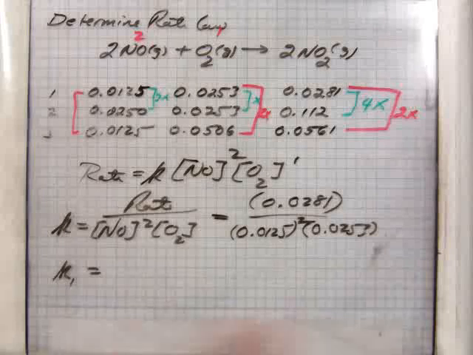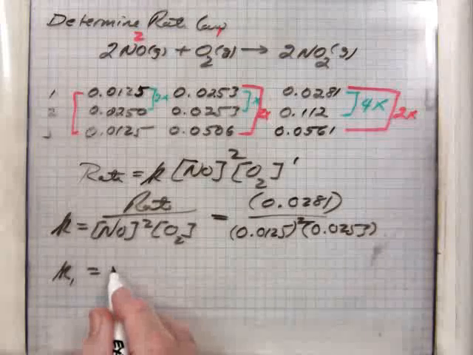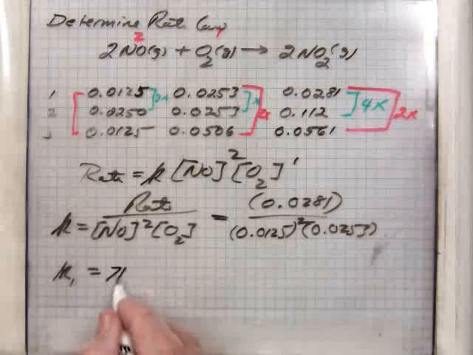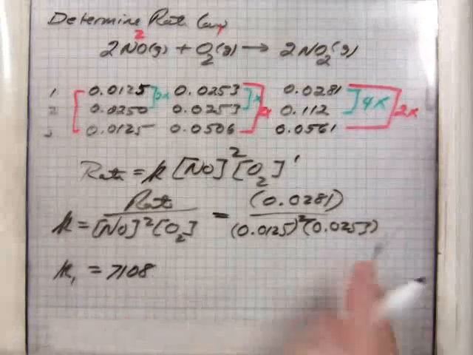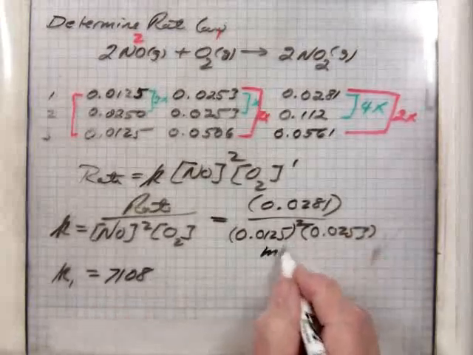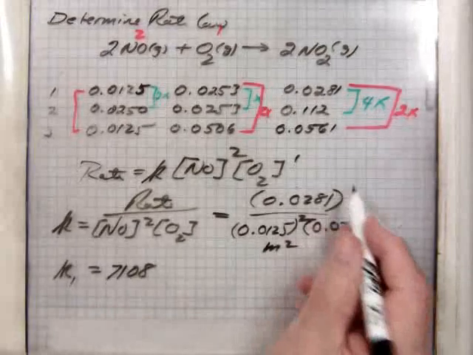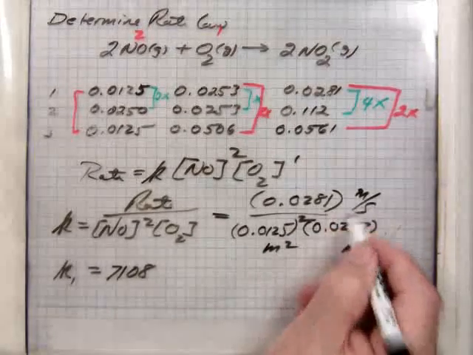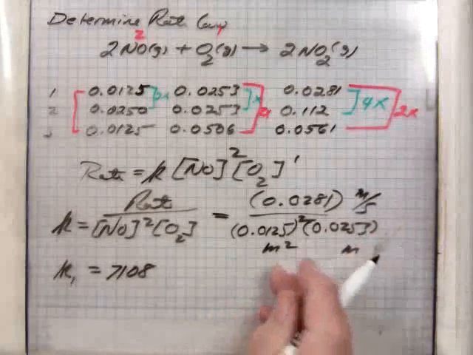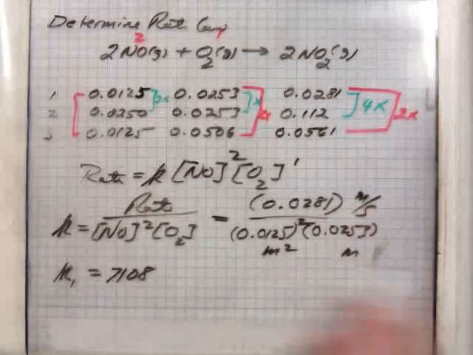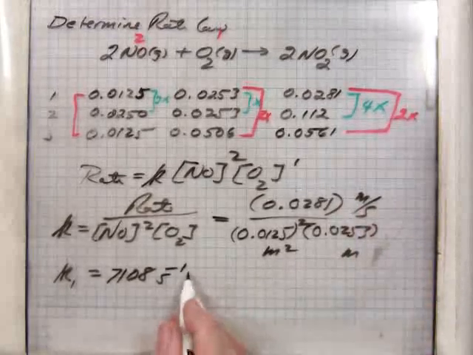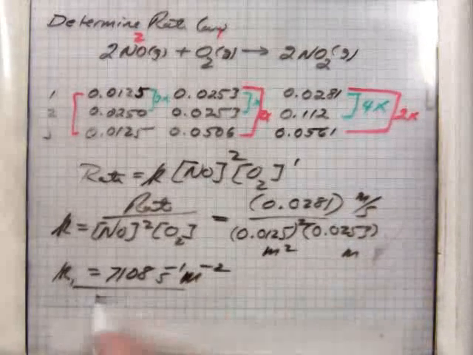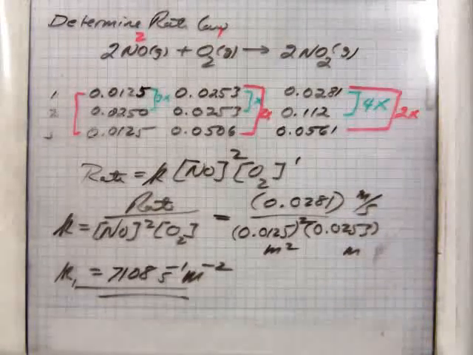Okay, and so that gives me a numerical value of 7108. And so this would be molar squared, molar, and molar per second. And so that'd be cubed, invert. So that one would be seconds to the minus 1 molar to the minus 2. It's kind of like the first problem we just worked.